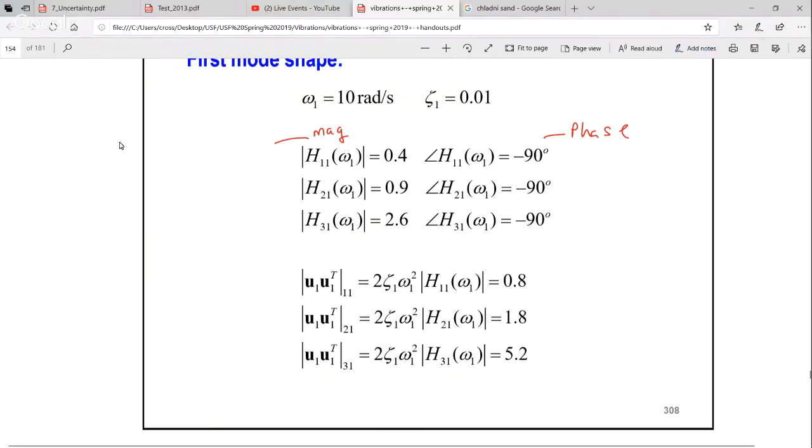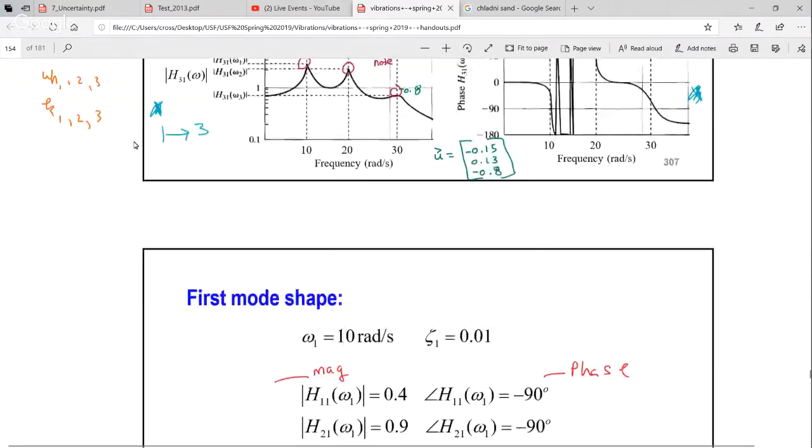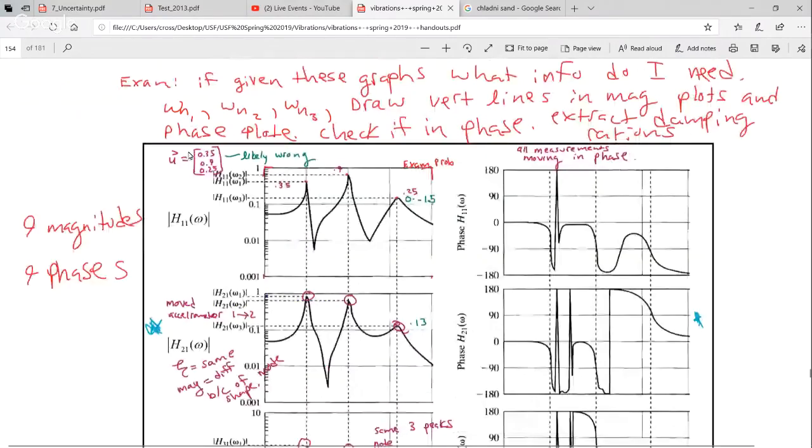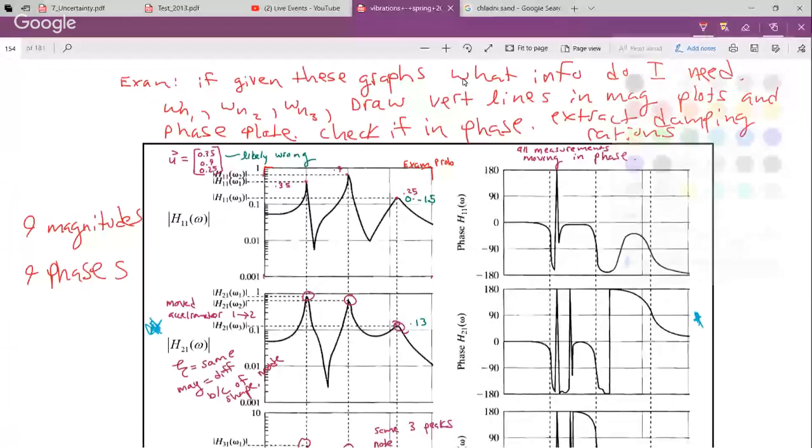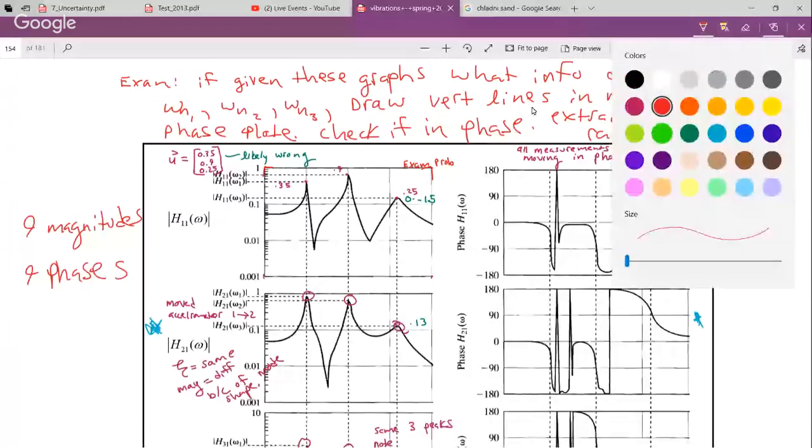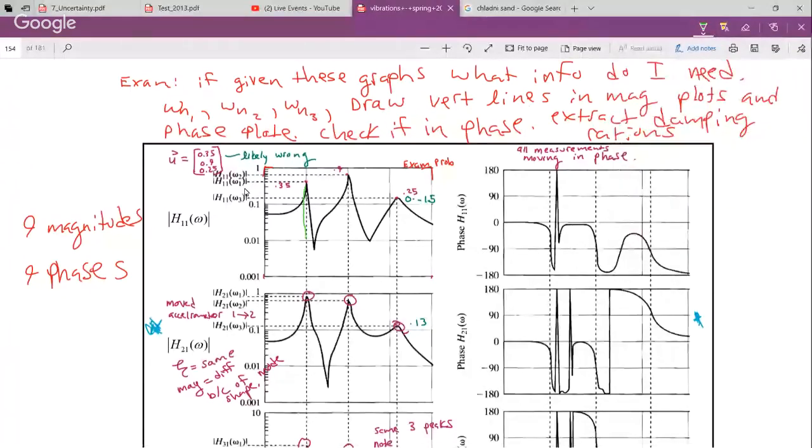What information do we need for just the first mode shape? I was talking about what we need in total to get everything. On the next slide, we're just looking at the first mode. What on here pertains to just the first mode? Well, it's this first vertical line, everything associated with this vertical line, which includes the frequency omega 1 and the damping ratio, zeta 1, which we can determine from the bandwidth either here or here, right?